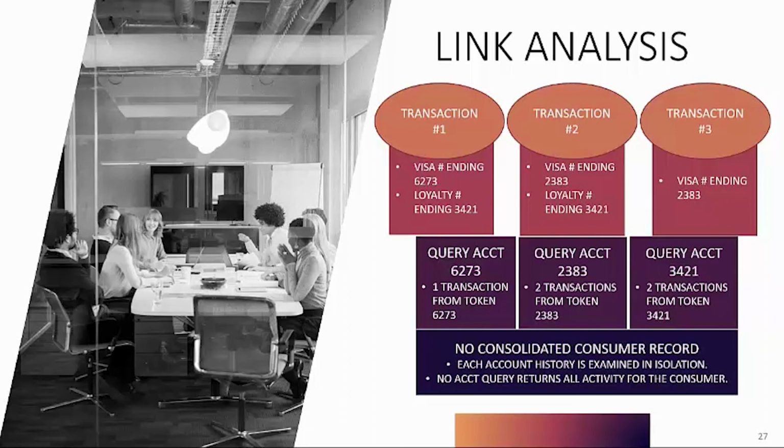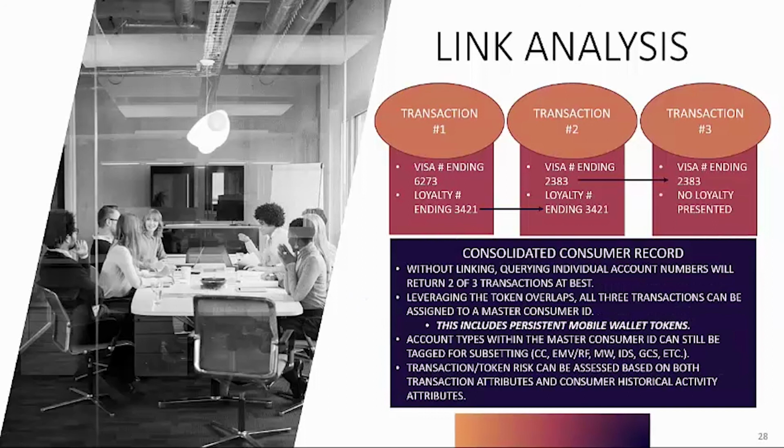And then you have a third transaction that doesn't have the loyalty in it, but it has one of the 2 payment cards. Well, if you were running an account history, there is no one account on any one of these 3 transactions that you could run that would provide you with all 3 transactions, right? If you queried the first payment card number, you would get 1 transaction. If you queried the second payment card number, you would get 2 transactions. If you queried the loyalty card number, you would get 2 transactions. So there's no consolidated consumer record that can be had by querying any of these individual account numbers or loyalty card numbers.